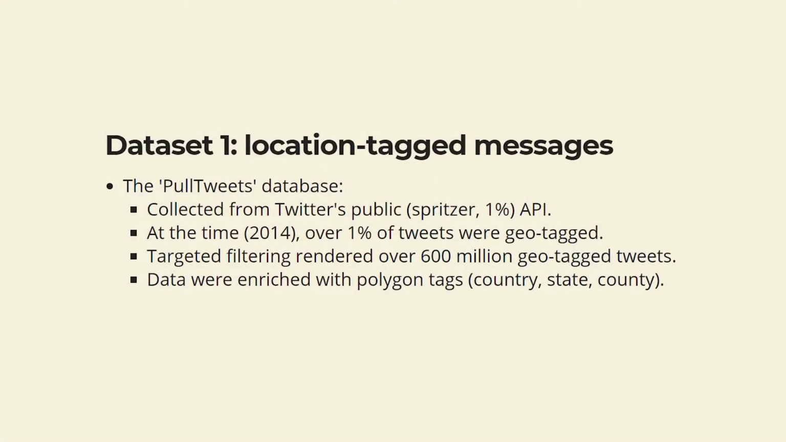So let's just talk about the data set of location-tagged messages here. Back when I was a student, a fellow student and I set up a Spritzer stream, so that's their 1% public API, and we collected tweets for a year that were geolocated. Over that time period, the 1% API aligned relatively well with our estimate that 1% of all tweets were geolocated. So we got a reasonably complete sample of the geolocated tweets that were out there. And over that year, we collected 600 million geotagged tweets.